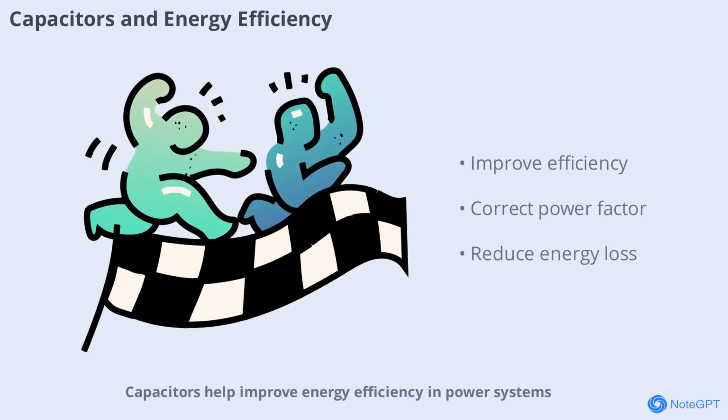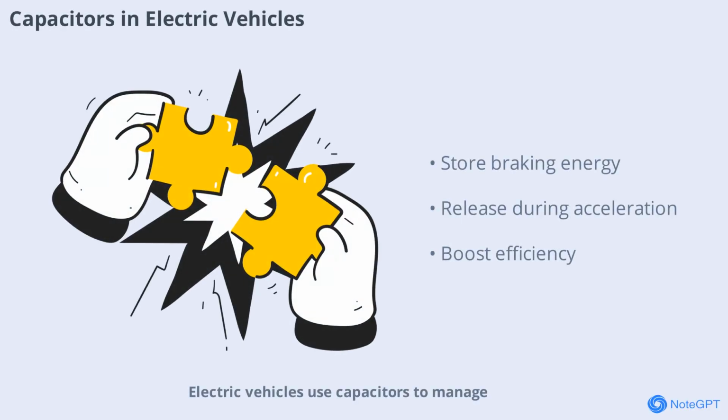Capacitors help improve energy efficiency in power systems. They can correct power factor in electrical grids, reducing energy losses and lowering electricity costs. By storing and releasing energy as needed, capacitors make power delivery more stable and efficient, benefiting both consumers and utilities. Electric vehicles use capacitors to manage power delivery and support regenerative braking.